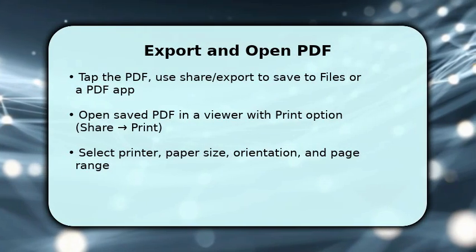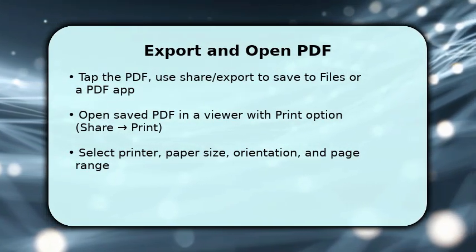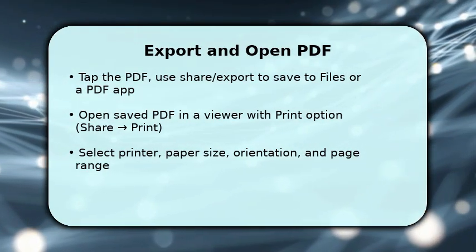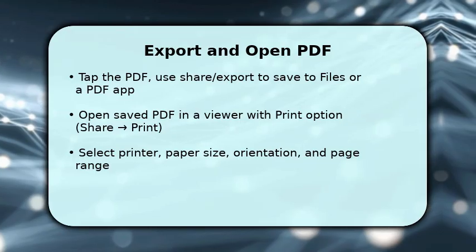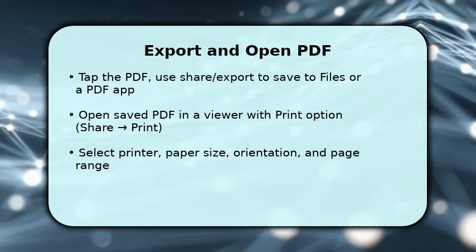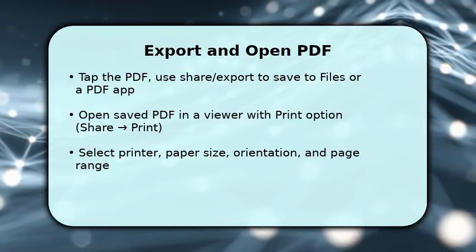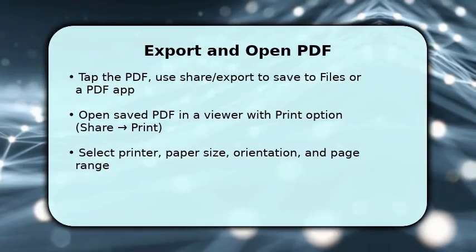You now export the PDF from WhatsApp to a local app. Tap the file, choose Share or Save, pick Files or a dedicated PDF viewer so you can access print controls. Once saved, open that viewer and use the Print command in the Share menu. This gives you more reliable settings.